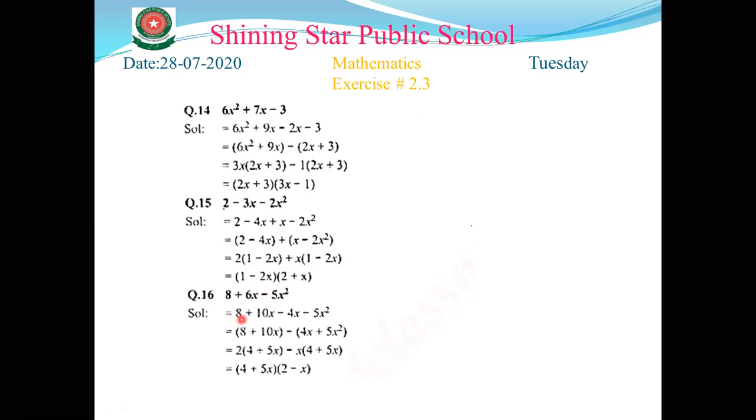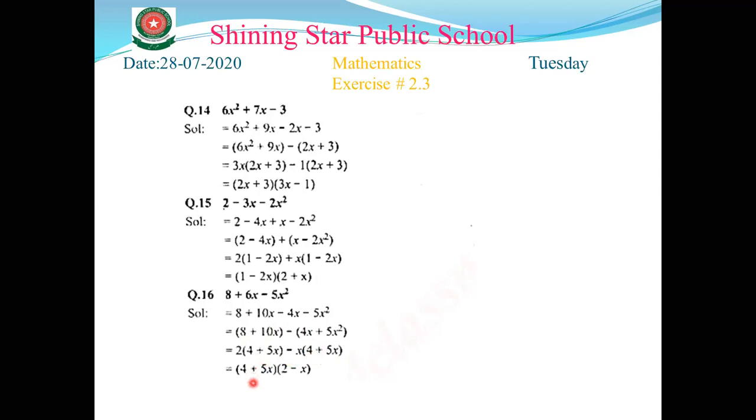Now question number 16. 8 plus 6x minus 5x square. 8 5s are 40. Now we have two numbers, and these numbers are 10 and 4. When we multiply 10 and 4 we get 40, and when we add them we must get 6. Now from the first two terms we take the common 2. 2 4s are 8, 2 5s are 10. From the next two terms take the common x. 4 plus 5x. Now 4 plus 5x, 4 plus 5x, both are the same.